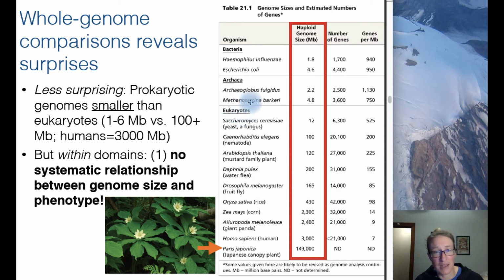But once we get within a domain, so just looking within the eukaryotes, we've determined that there's not really any clear systematic relationship between the size of an organism's genome and that organism's phenotype. To give you a really wild example of this, down here at the bottom of this table is a plant, a Japanese canopy plant. So here's the human genome, 3,000 megabases. And here's this canopy plant genome, 149,000 megabases. Enormous. And the photo in this slide is a picture of this plant. If you just looked at this plant, you looked at its tissues, you would not predict that it would have such a huge genome. But there it is, an enormous genome.